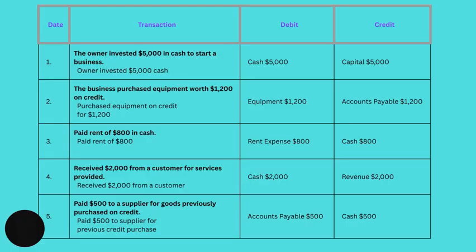Next, we have the purchase of equipment worth $1,200 on credit. This transaction shows us how acquiring assets can affect our liabilities. We debit the equipment and credit accounts payable, which indicates we owe money for this purchase. Then we see the payment of $800 in cash for rent. Here we are reducing our cash and recognizing rent expense. This reflects the operational cost that every business must manage.